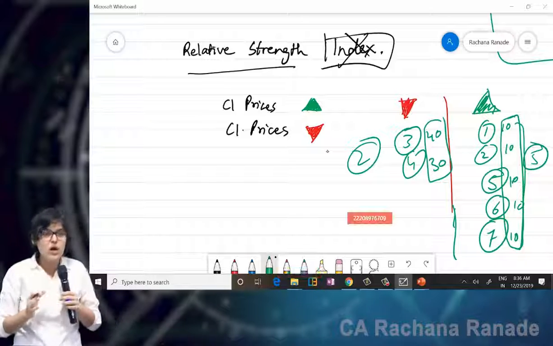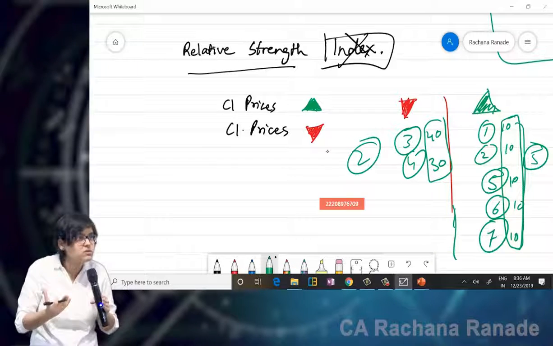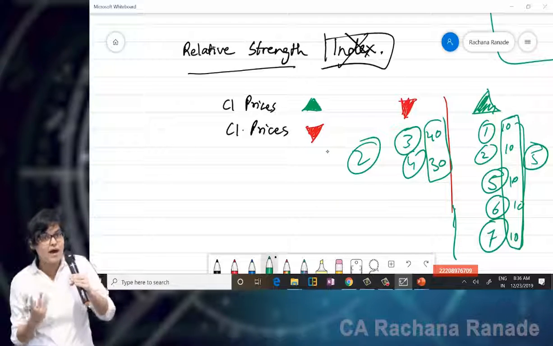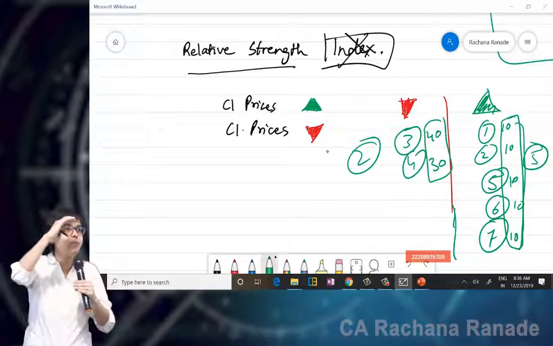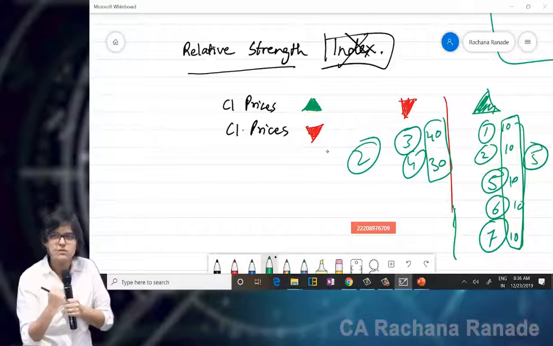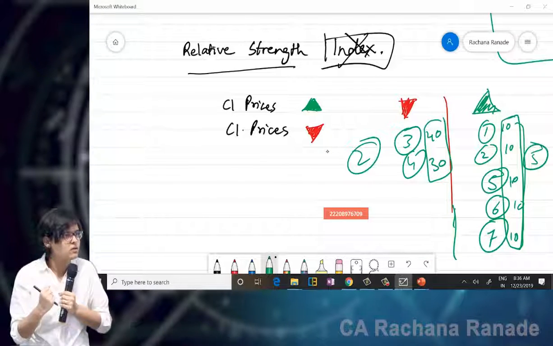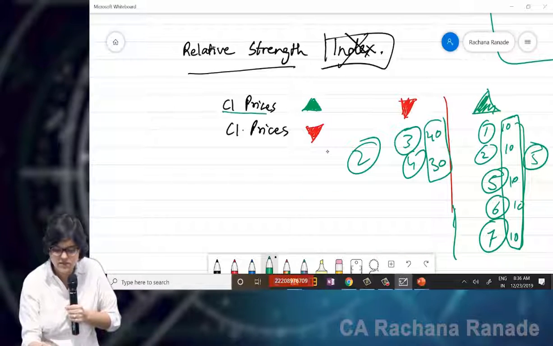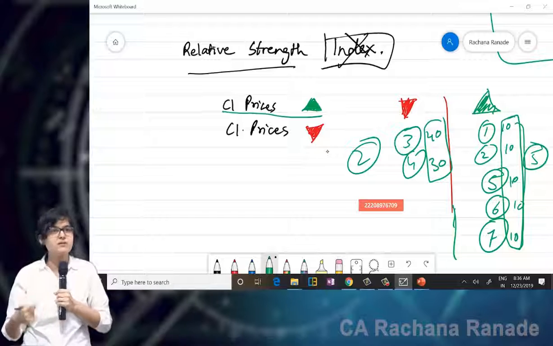So don't count only the number of observations. Should you also count closed down by how much and closed up by how much? Strength. That is also important. Is this okay? So we are comparing closing prices up versus closing prices down.